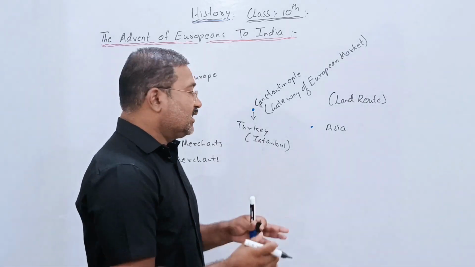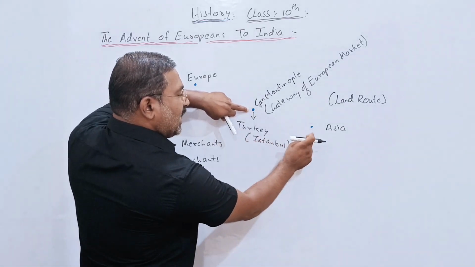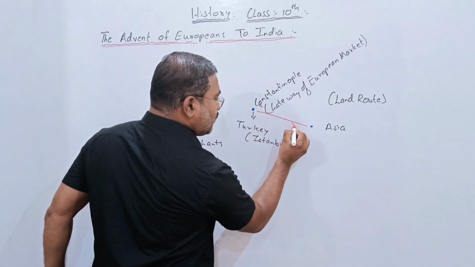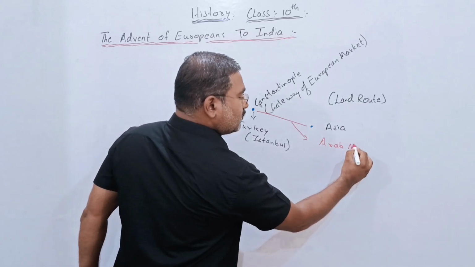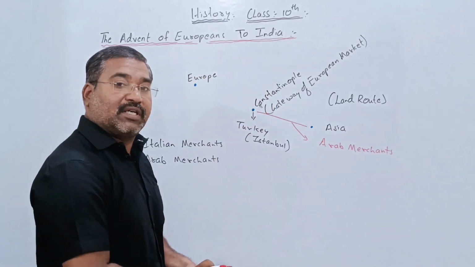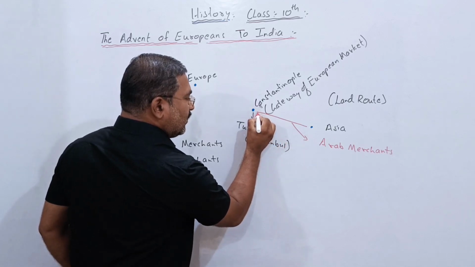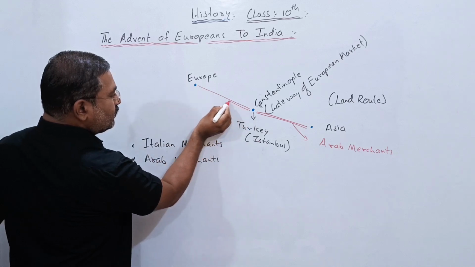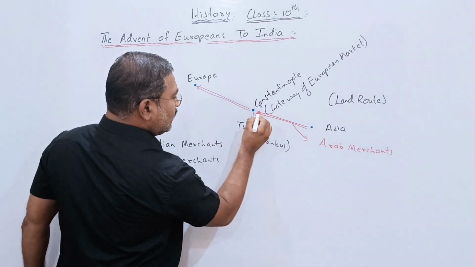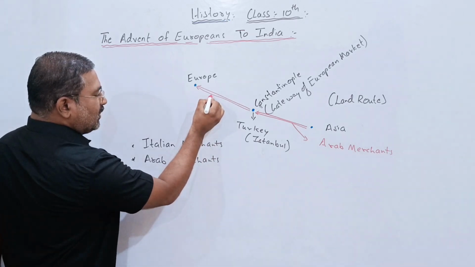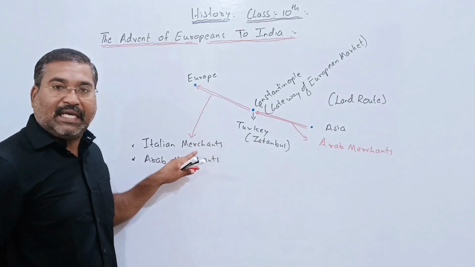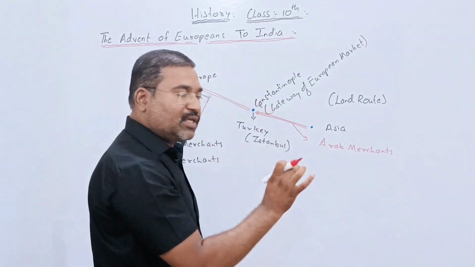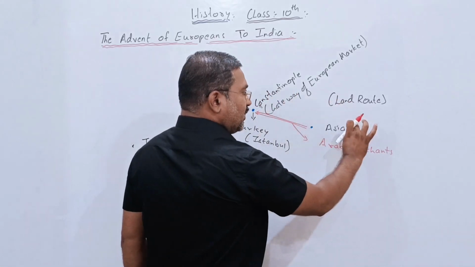Now it is very interesting to know that the way from Asia to Constantinople was under the monopoly of Arab merchants, who used to look after the trade from Asia up to Constantinople. From Constantinople to Europe, the Italian merchants used to look after it. So Italian merchants had the monopoly from Constantinople up to Europe, and Arab merchants had the monopoly from Constantinople to Asia.